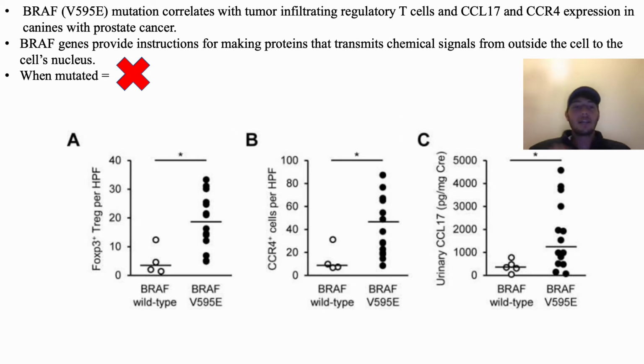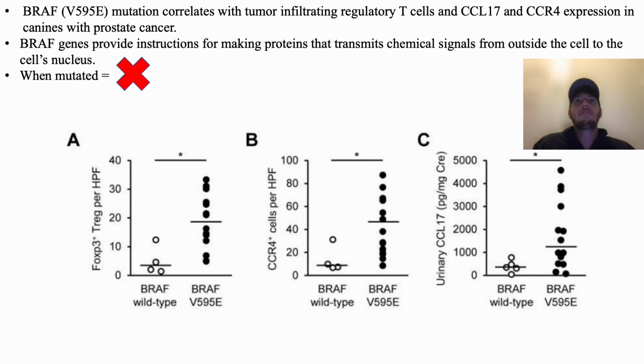And like I said in the chart earlier about the Braf mutation, Braf mutation also correlates just like the CCL17 and the CCR4 gene. It correlates with those tumor-infiltrating regulatory T cells along with these two other gene expressions in canines with prostate cancer.